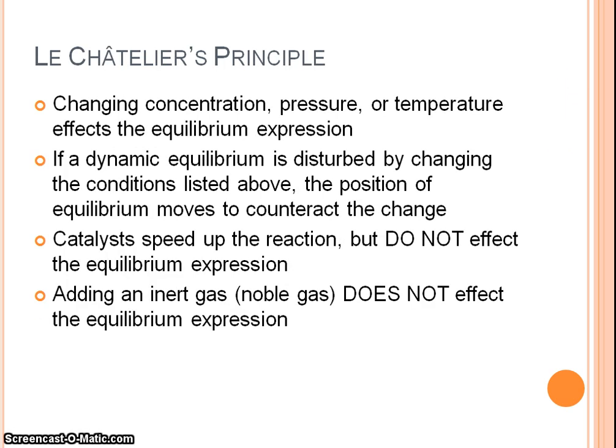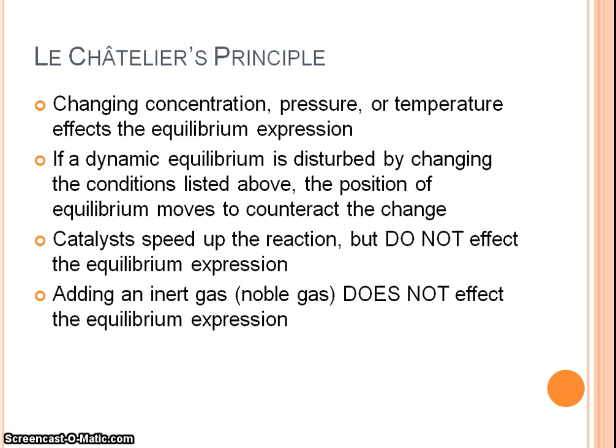When equilibrium is disturbed, we have to deal with a thing called Le Chatelier's principle. So changing concentration, pressure, or temperature affects the equilibrium expression. If a dynamic equilibrium is disturbed by changing the conditions listed above, the position of equilibrium moves to counteract the change. Catalysts speed up a reaction, but they do not affect the equilibrium expression.